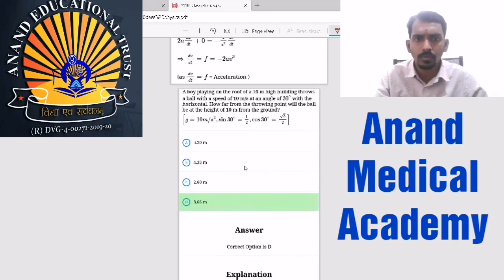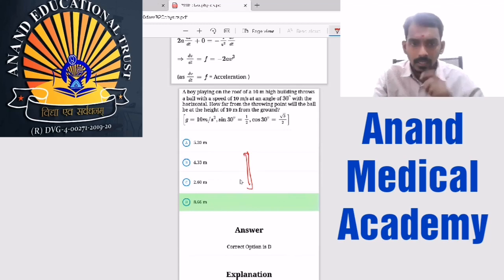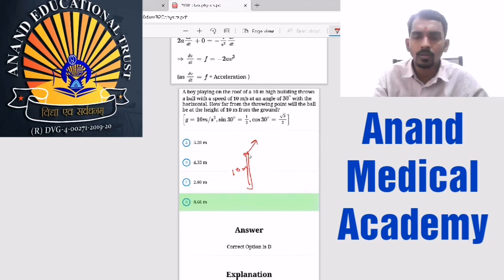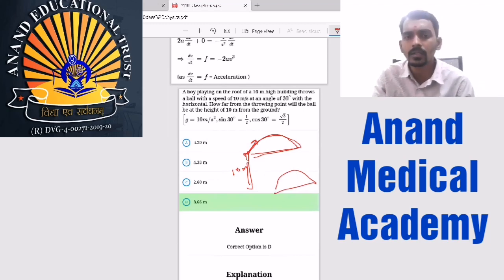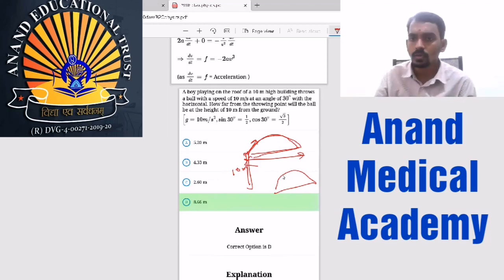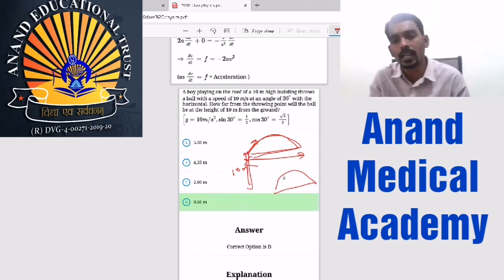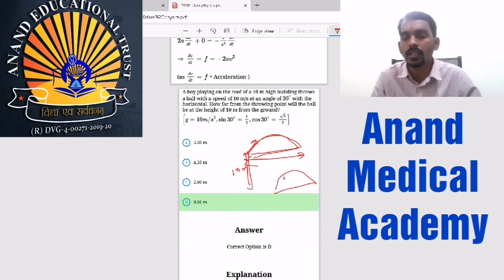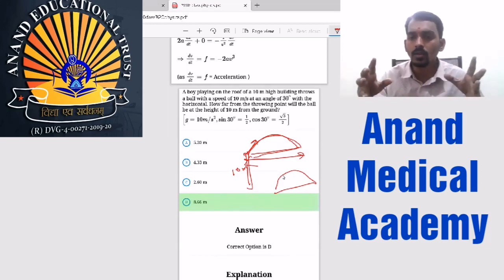See, here understanding the question is important. So there is a building, a boy is playing on the roof, and the building height is 10 meters, and he throws a ball at some angle. Now it will go and reach the same level of 10 meters. That means they are asking about the projectile motion at a particular height. Ground to ground projectile motion or this one, both are the same. So at what distance means this is nothing but the range. So it is projectile motion only, but indirectly they are asking. So you have to understand the question. Understanding is the major thing, and you have to understand it in a very quick manner.